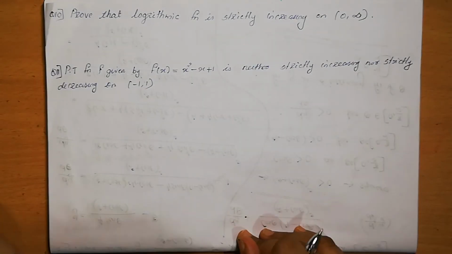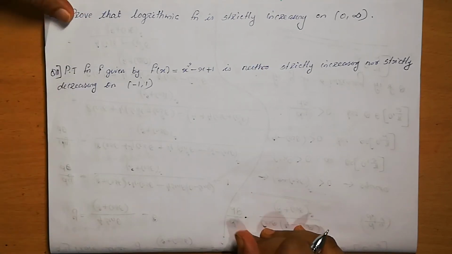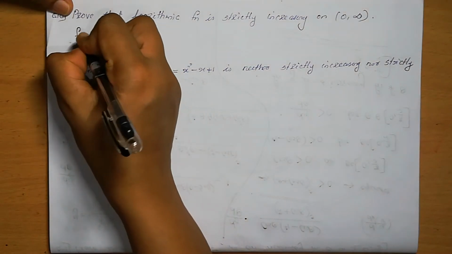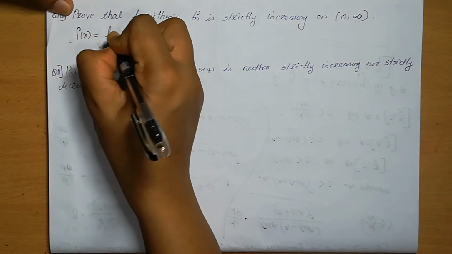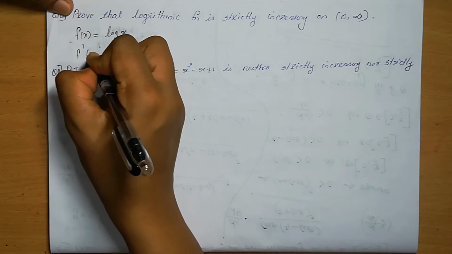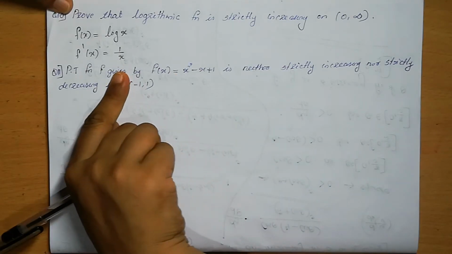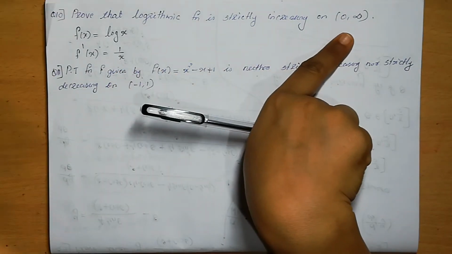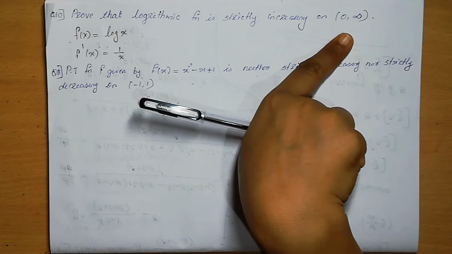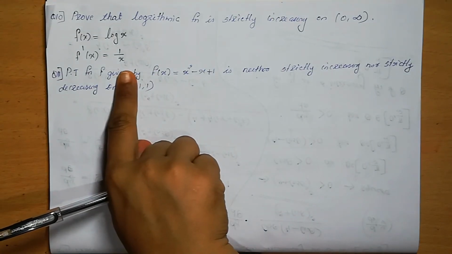Question number 10. Prove that the logarithmic function is strictly increasing on 0 to infinity. So how can we take the logarithmic function? Log x only, right? f of x equal to log x, we can write. The first derivative, f dash x, is equal to 1 by x. 0 to infinity means what values are we considering? Only positive values. So for all positive values, the function is greater than 0 only.